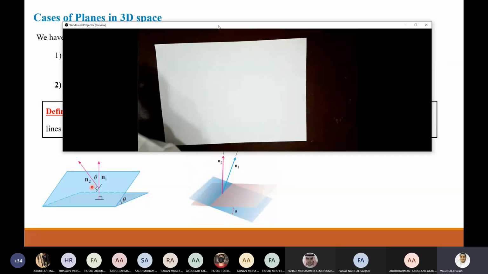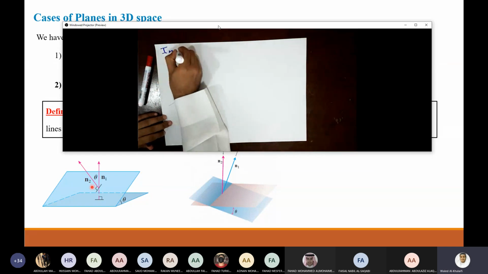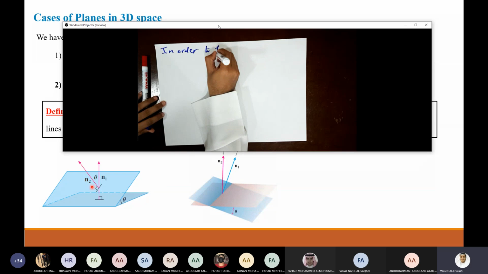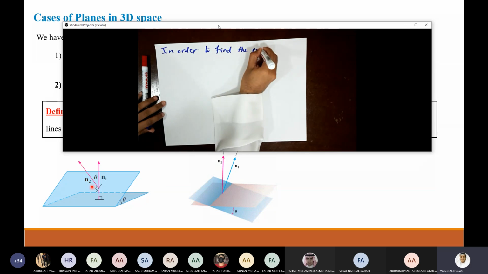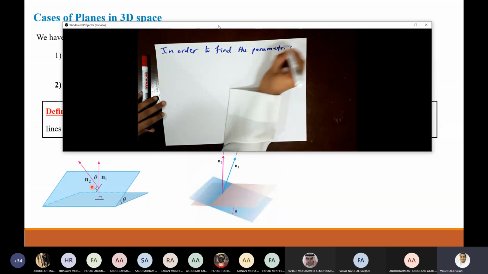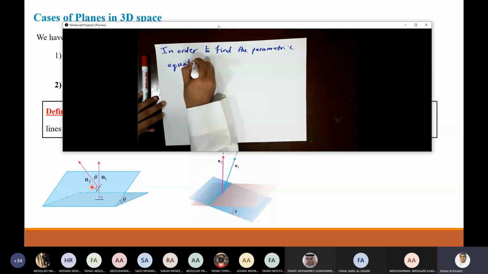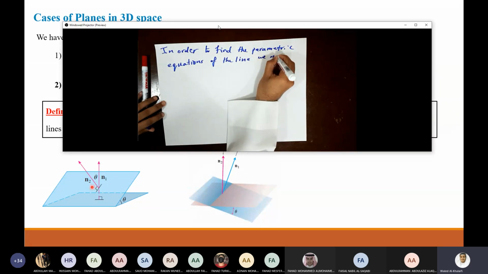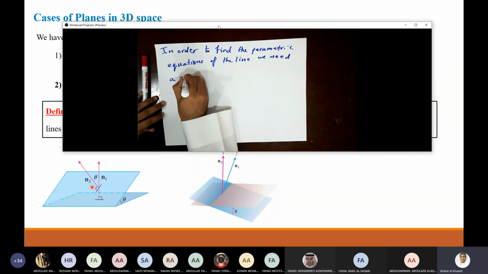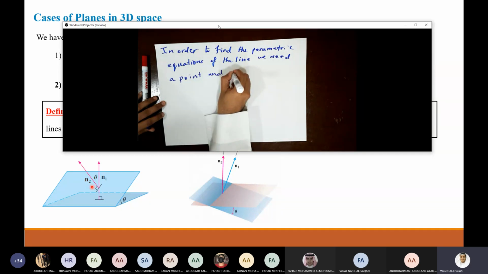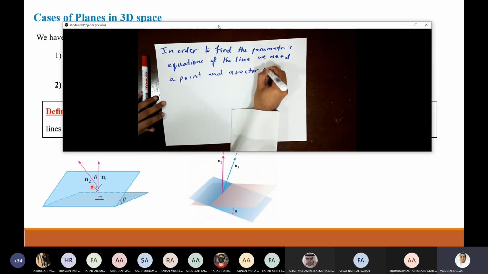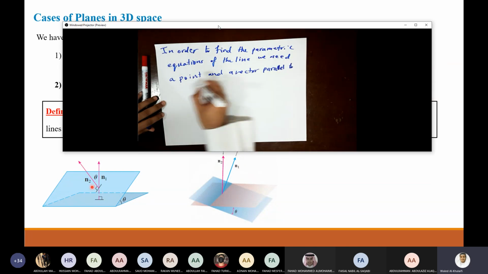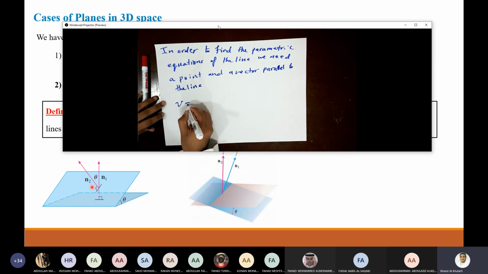Right. Let me write here. In order to find the parametric equations of the line, we need a point and a vector parallel to the line. Okay, now the vector V. How do I find this vector V?